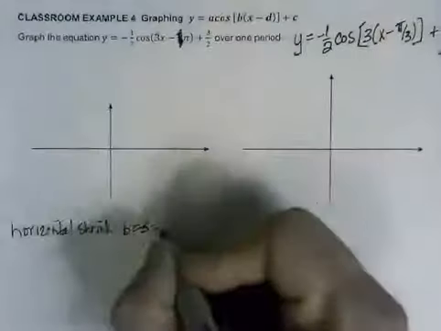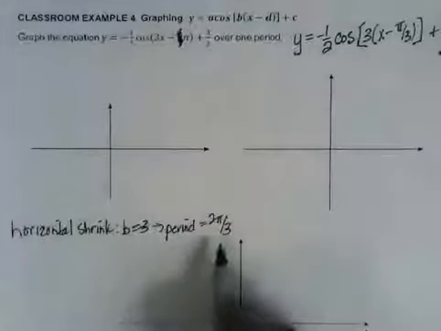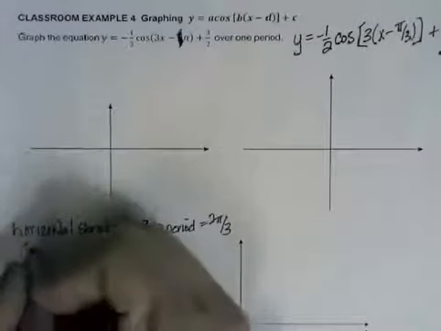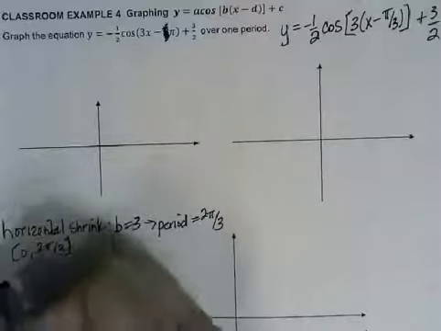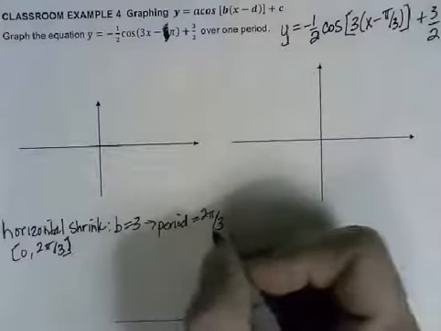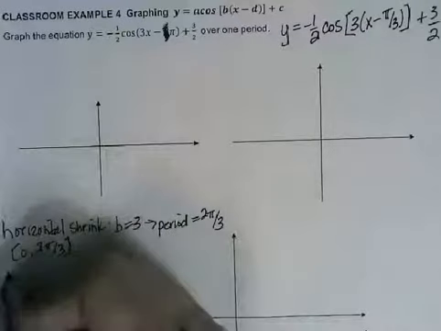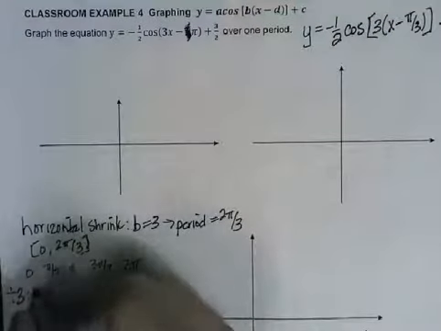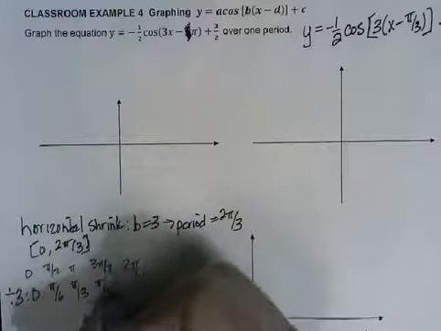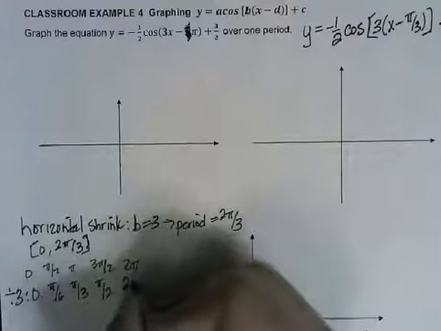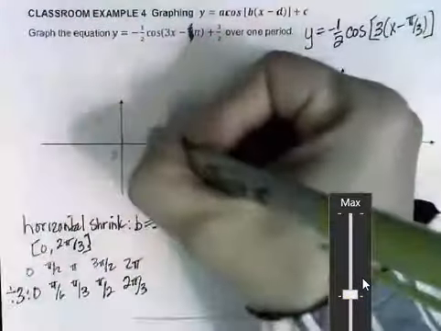Since our b equals 3, that means that our period 2 pi over b will be 2 pi over 3. So we'll go through one full cycle between 0 and 2 pi over 3. For my x values, I'm going to take the x values for my 5 key points and do the same thing I did here, which is divide every one of them by 3. That gives me 0, pi over 6, pi over 3, pi over 2, and 2 pi over 3. So my beginning is at 0, my end is at 2 pi over 3.